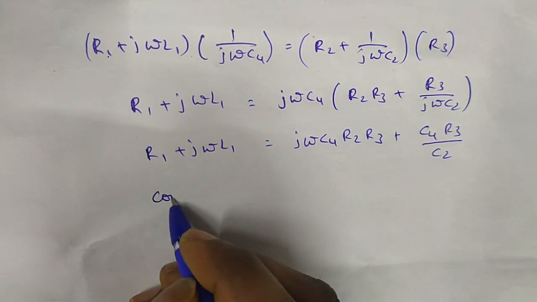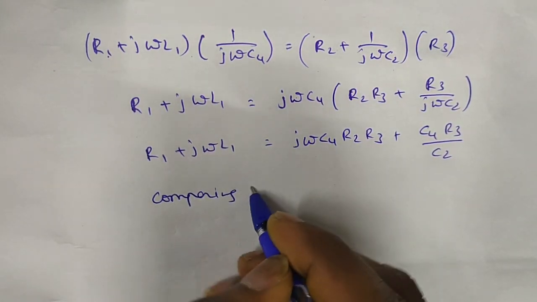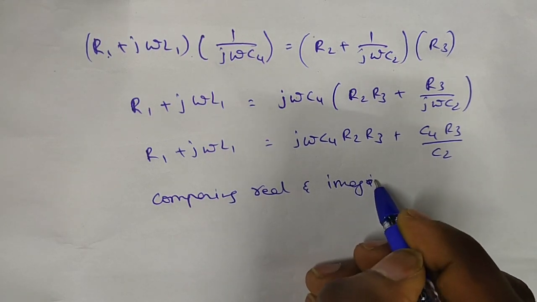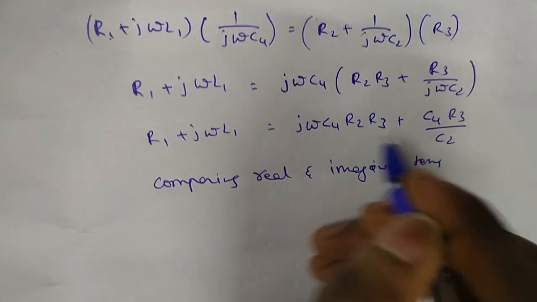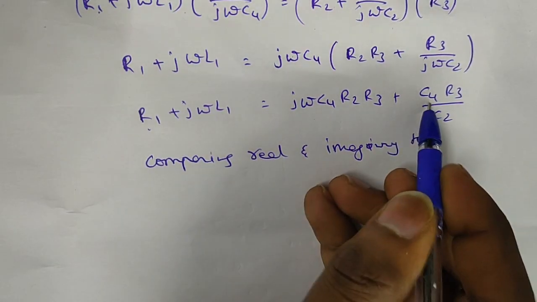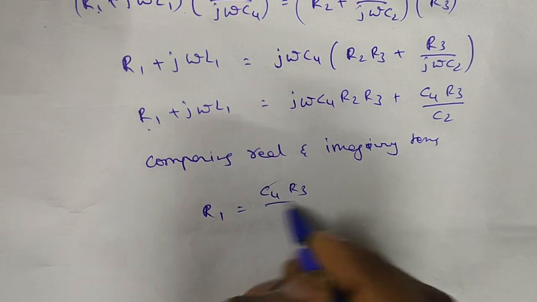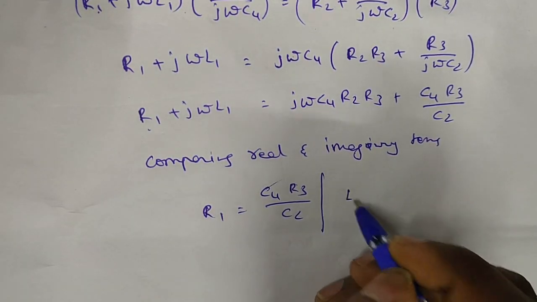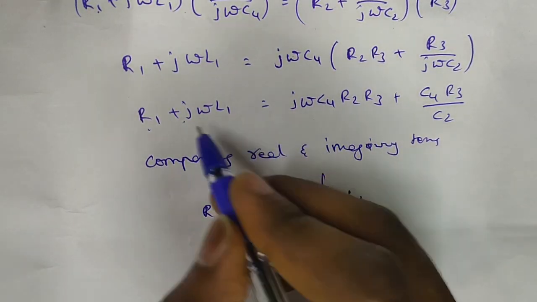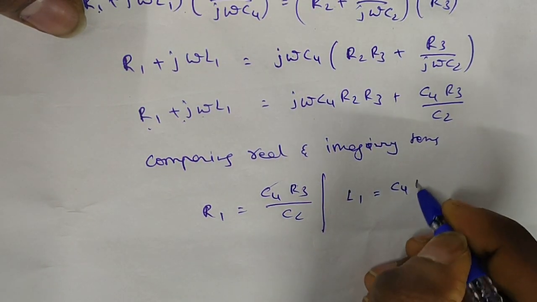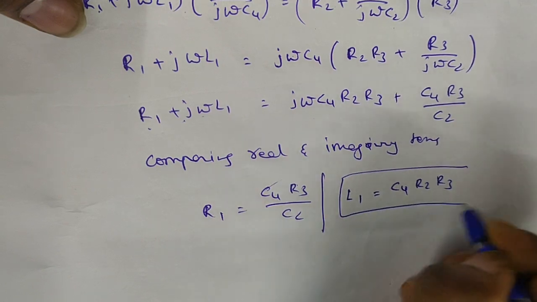From this, comparing real and imaginary terms, that is real terms are R1 and this one, then R1 is equal to C4 R3 by C2, L1 will be, imaginary terms are L1 is equal to C4 R2 R3.